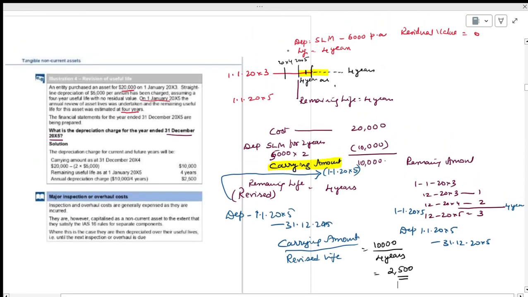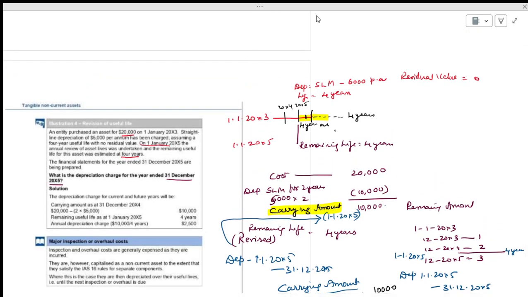See the thing. First they have purchased the asset. Okay, when they have purchased the asset, what is the rule? They say they purchased the asset on 1/1/2003. When they purchased the asset, they thought that the life is going to be how much? 4 years. Fine. How have they calculated? They have calculated depreciation on the straight line method. They already told that it is going to be 5,000.